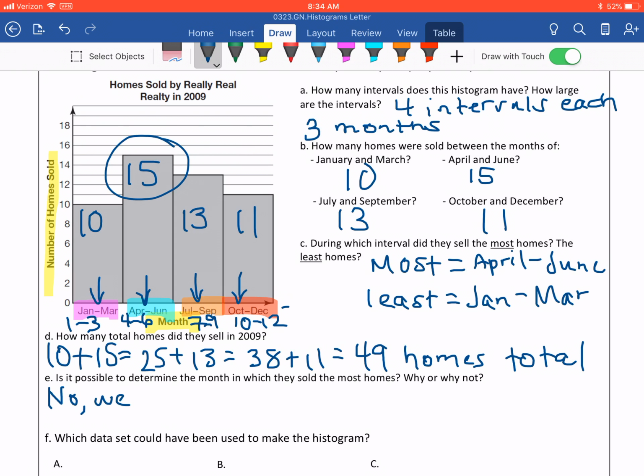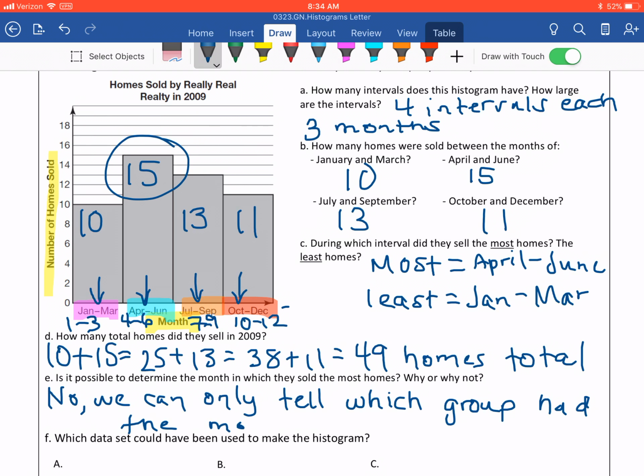We can only tell which group had the most. So we can't tell for an individual month how much they got. All we can tell is which group they got the most.